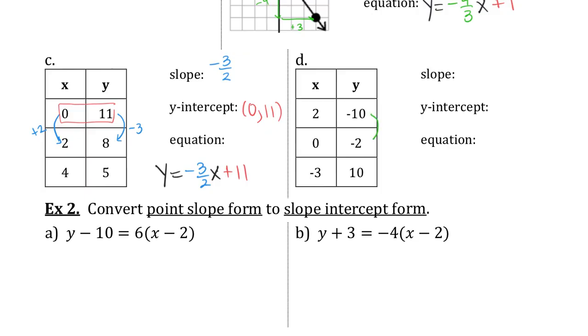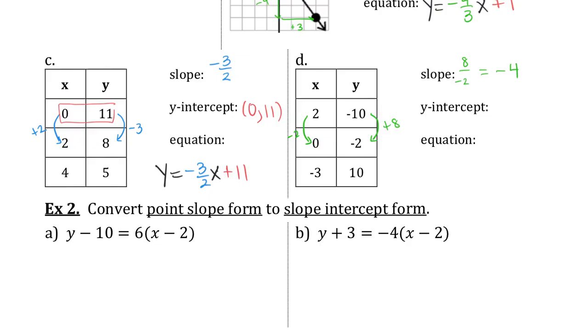Okay, if I go from negative 10 to negative 2, I'm going up or down? I'm going up 8. If I go from 2 to 0, am I going up or down? I'm going down 2. So what's my slope? Rise over run, 8 over negative 2. Now 8 divided by negative 2 is just negative 4. So I'm going to make this negative 4.